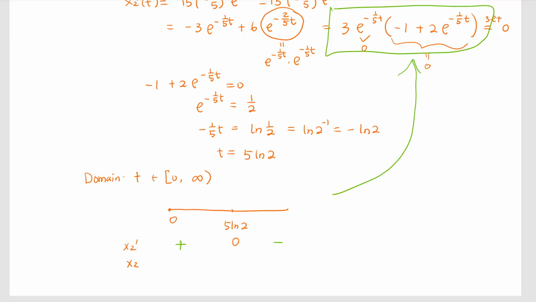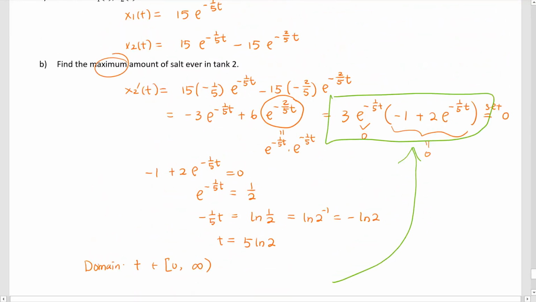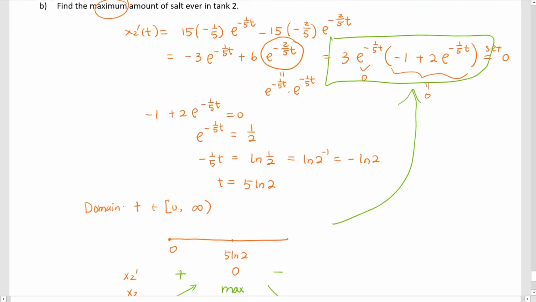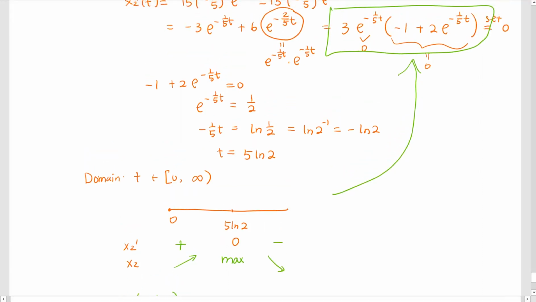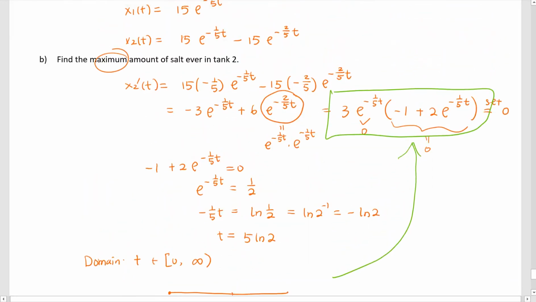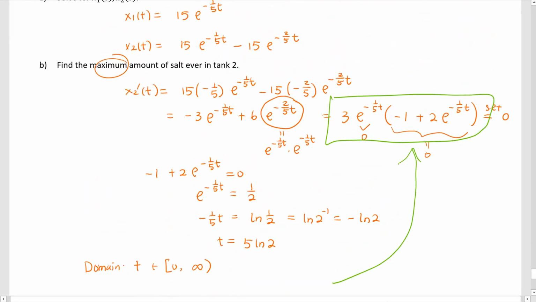So if the derivative is positive, then the function is increasing. If the derivative is negative, then the function is decreasing. So we in fact have a maximum here. Yay! That matches with our question, right? We want to find the maximum amount of the salt ever. So the maximum amount of salt happens when the time is 5 ln of 2. Well, let's plug it into our function. Our function is right here.